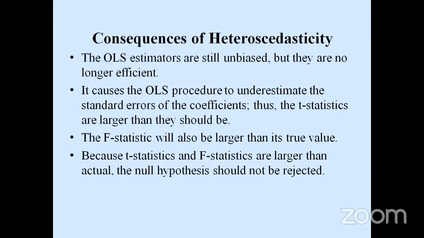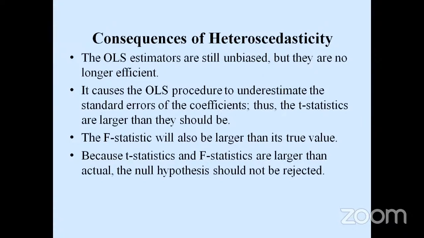Now what we have to see is, if heteroscedasticity is present in the data set, what consequences we have to face. The OLS estimators are still unbiased, but they are no longer efficient. This causes the OLS procedure to underestimate the standard errors of the coefficients, so the t statistics are larger than they should be. The F statistics will also be larger than the true value. Because the t and F statistics are larger than the actual, the null hypothesis should not be rejected.